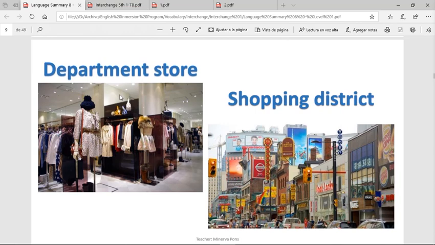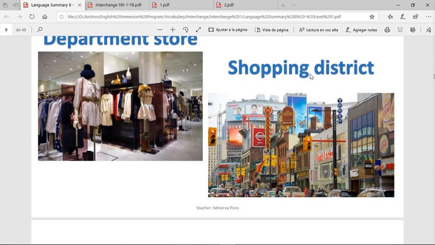A department store. It's a place where they have different departments, as the name says. Maybe in one area, you can buy clothes. In another area, you can buy shoes. In another area, you can buy toys for kids. It's a department store. You have these different departments.